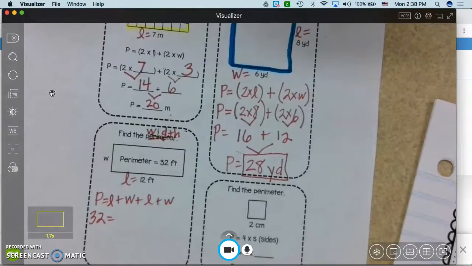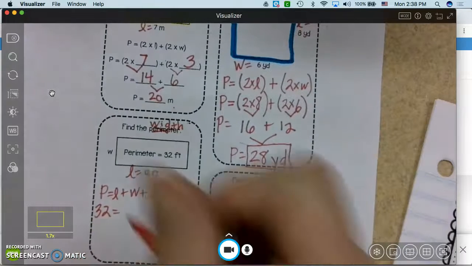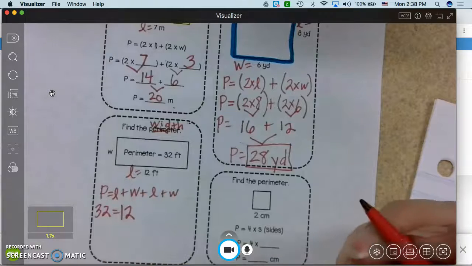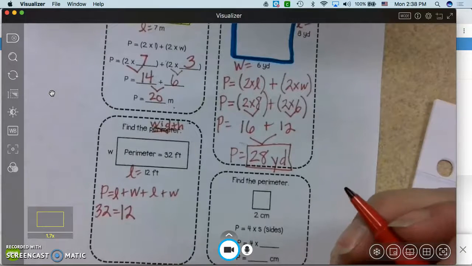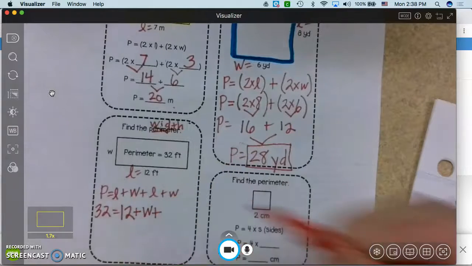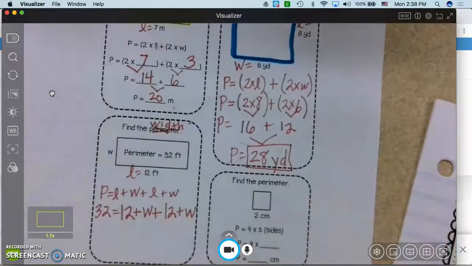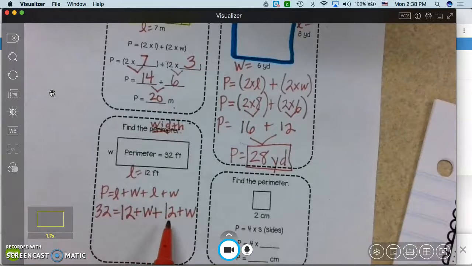Do we have to subtract? We're going to explore and see what we need to do. Okay, do I know my length? Yes. I know the length is 12, so I'm going to substitute in a 12 for length. Do I know my width? No, I don't know my width. So now that's going to be my missing or my unknown, so I'm going to leave the W. For my other L, I'm going to put in a 12, and I'm going to leave my other W. So now I know that 32 is equal to 12 plus W plus 12 plus W. So if I add two of the same thing, plus 12, I'm going to get 32 as my sum. What is the sum?